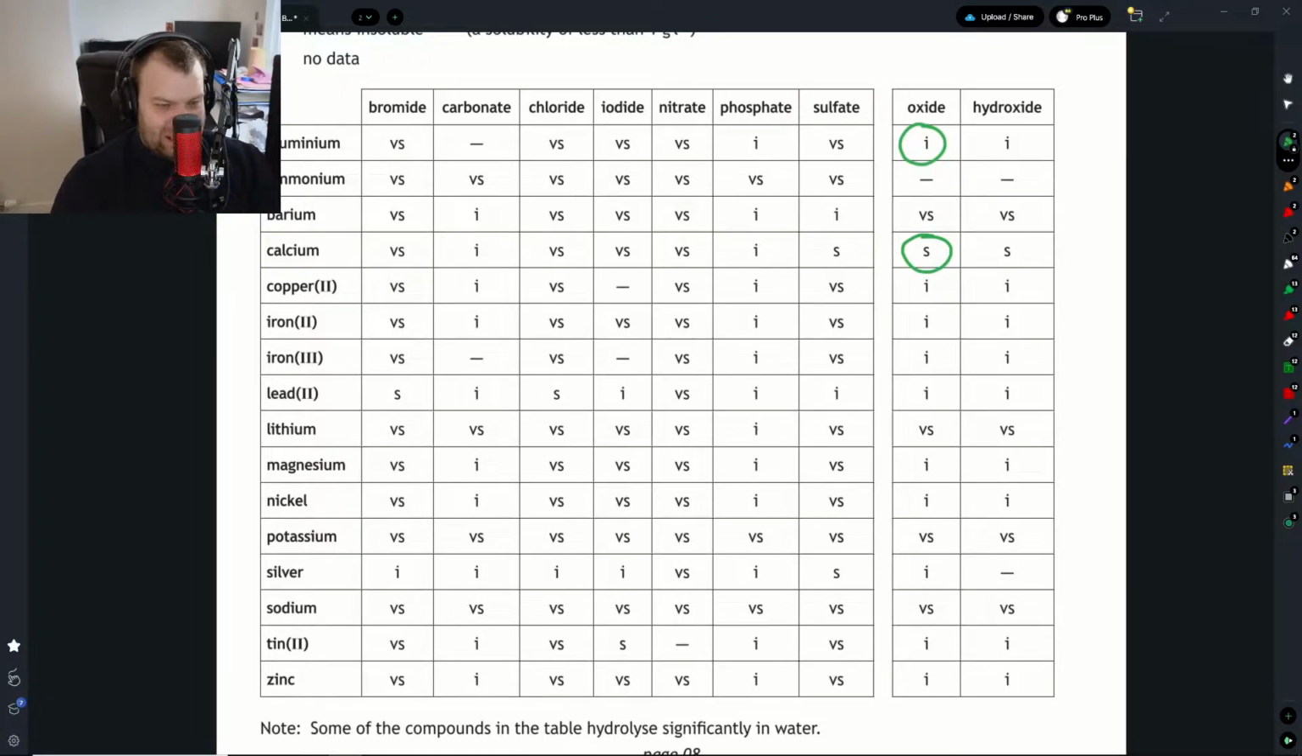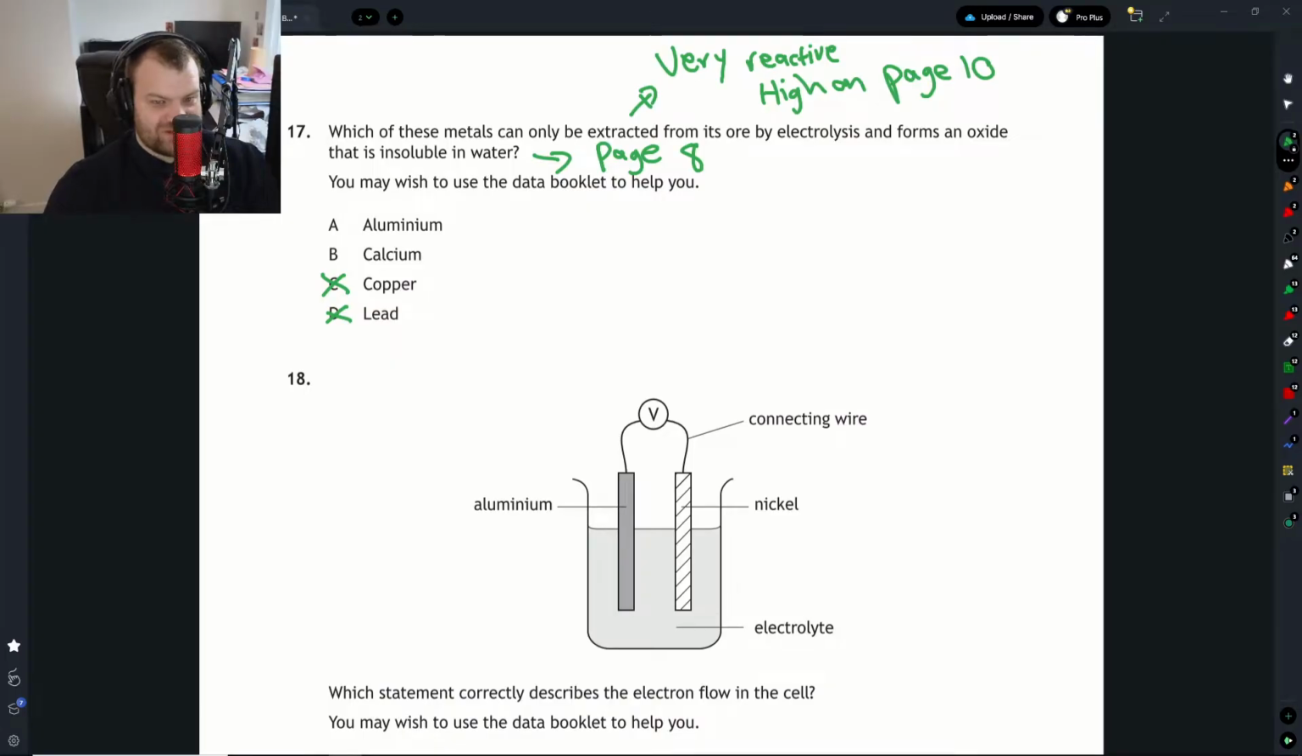If we look at the lead one, the lead would satisfy the point about it being an insoluble metal oxide, but it doesn't fit the only extracted by electrolysis. Things that are lower down, such as the lead, could be extracted by heating with carbon or carbon monoxide, meaning that A has to be our correct answer, because it fits both categories, not just one of them.